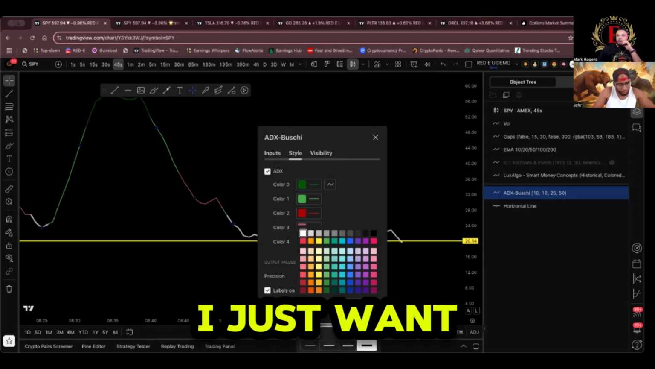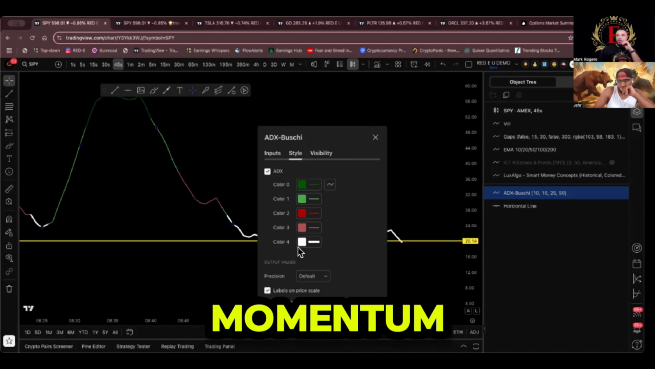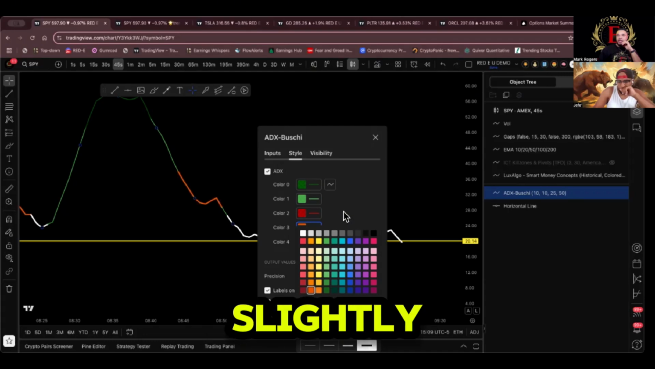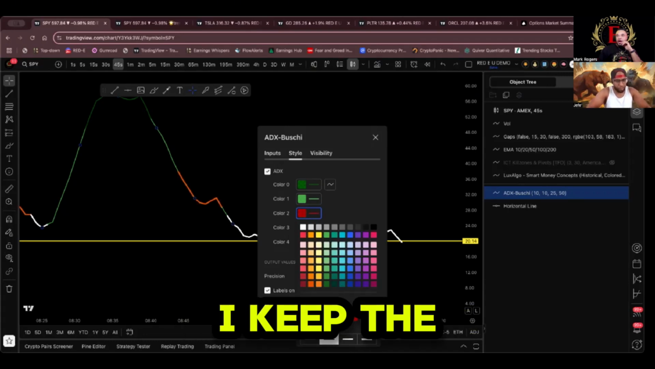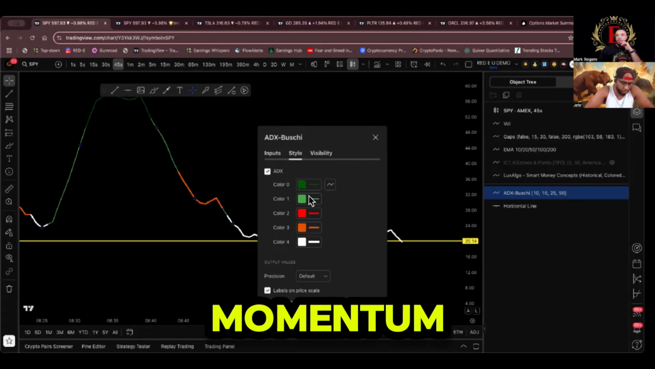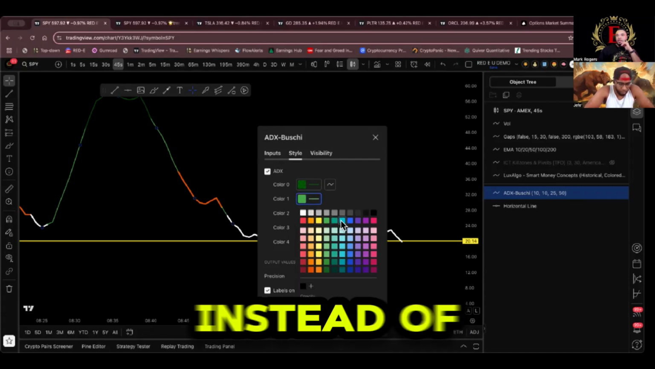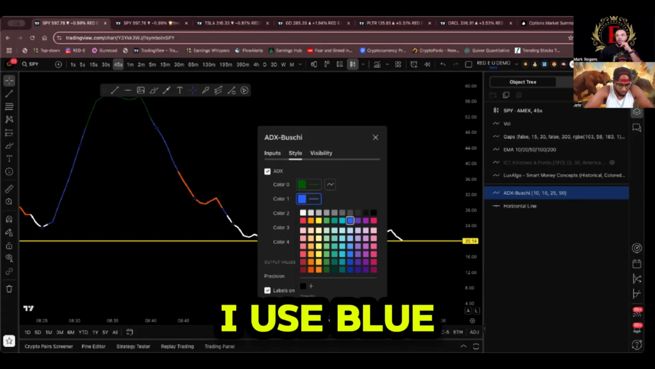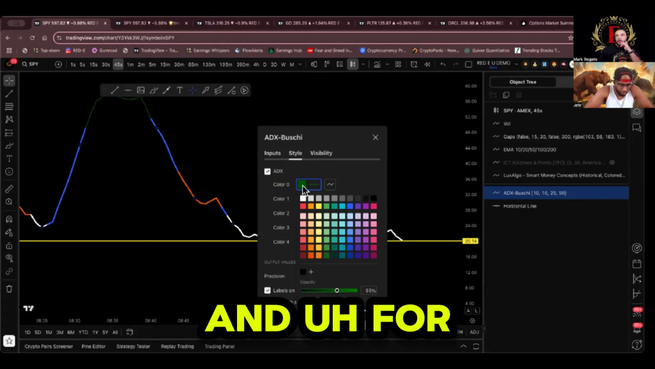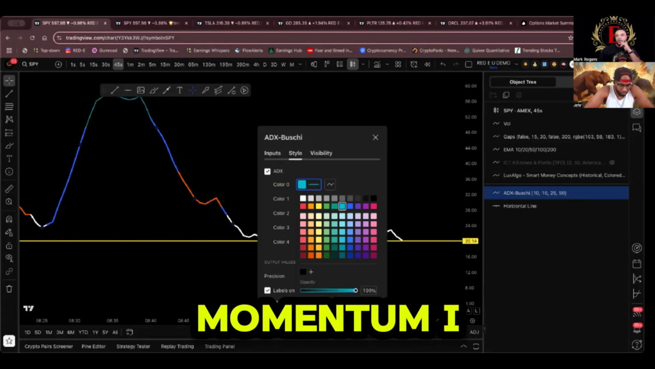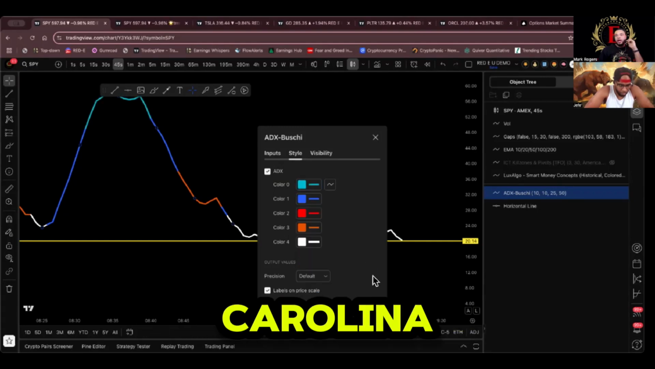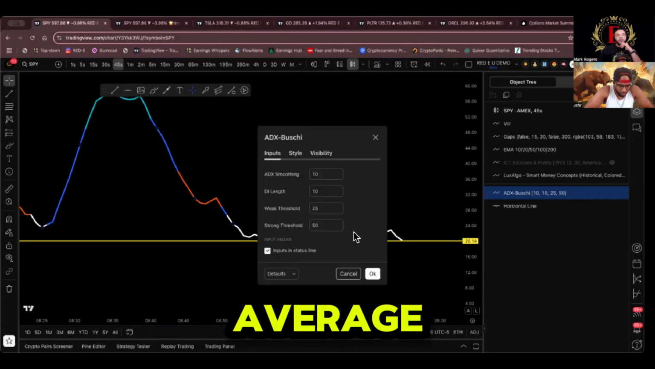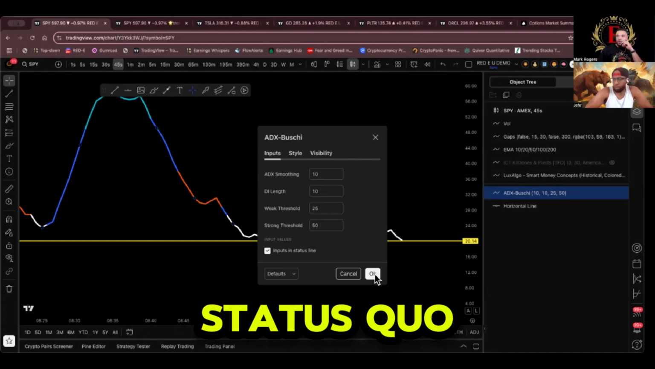Of course, I just want the ADX, the momentum itself, to be white. I like to use orange for my slightly bearish momentum. I keep the red for the extremely bearish momentum. And instead of me using green for the dominant bullish momentum, I use blue. And for the less dominant bullish momentum, I use teal or baby blue, Carolina blue, whatever you want to call it. I don't make any adjustments to the inputs. I leave the average directional index settings as status quo.